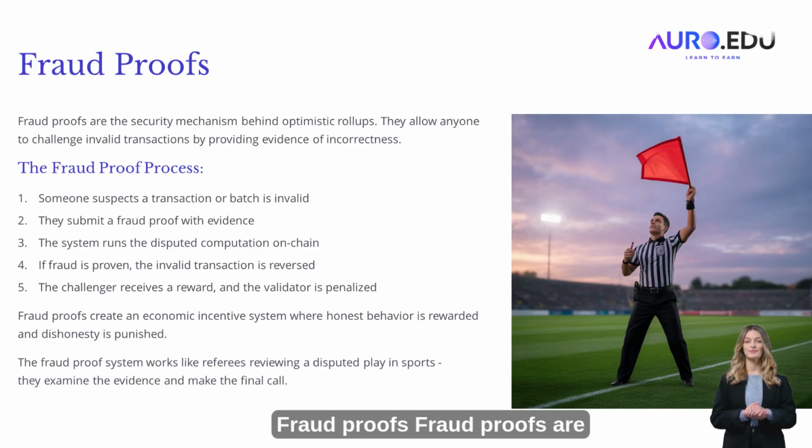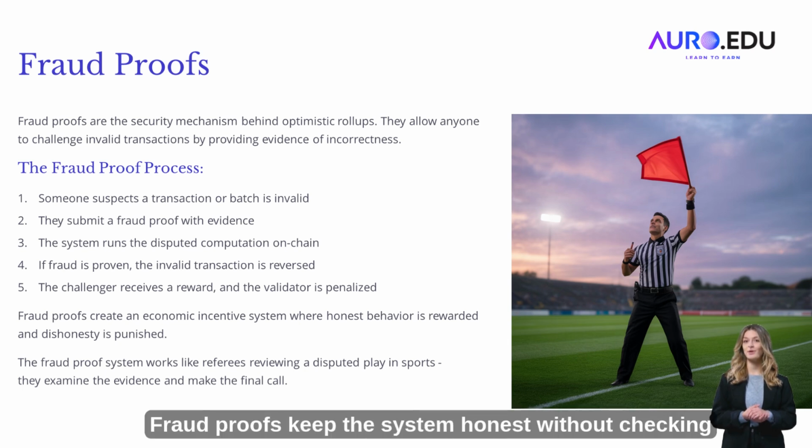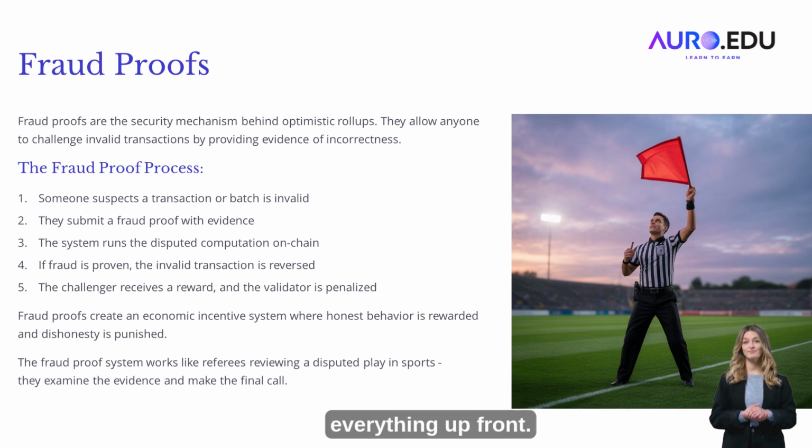Fraud proofs. Fraud proofs are used in optimistic rollups. If a bundled transaction seems wrong, someone can submit a fraud proof. The system checks it, and if fraud is found, the bad transaction is rejected. It's like referees checking a replay after a foul. Fraud proofs keep the system honest without checking everything up front.